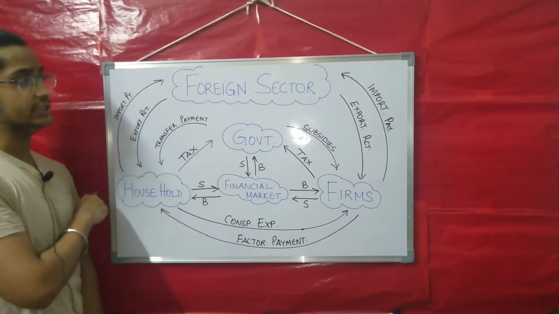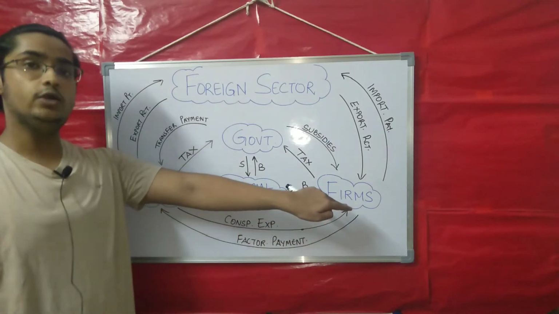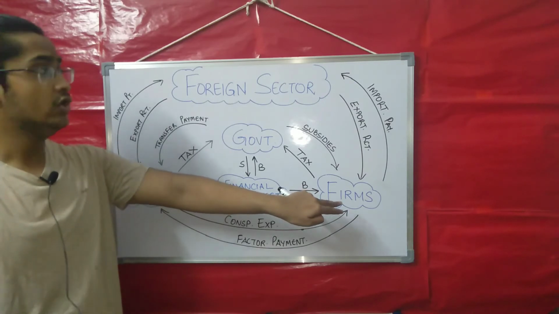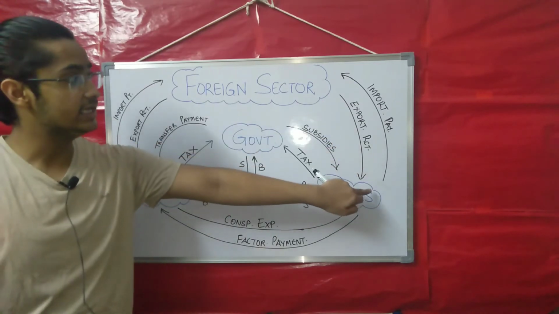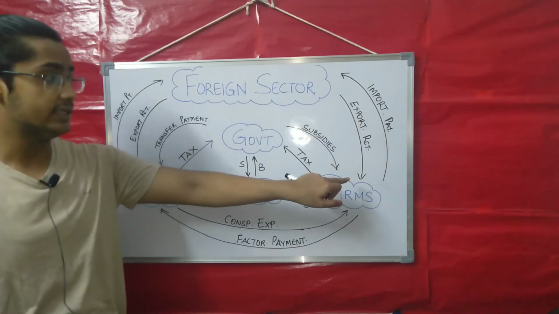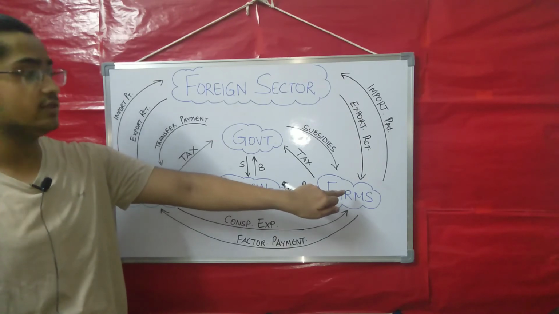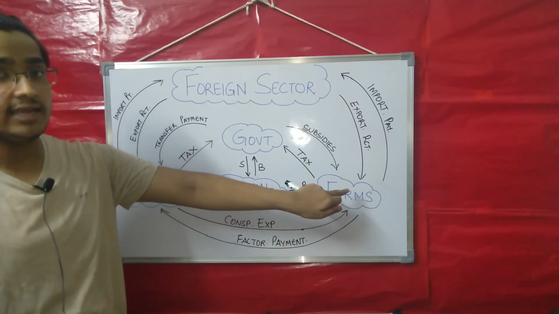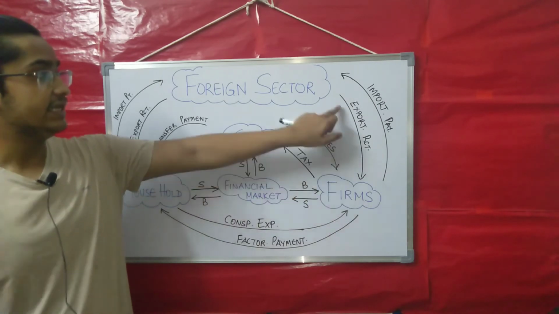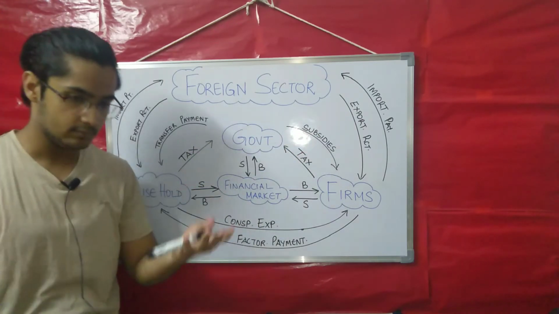This same situation happens with the firms. When firms need to import any type of raw material or any type of goods from the foreign sector, they give import payment, and when the foreign sector wants to take goods or services from the firms, or we can say that when firms export goods, then they get export receipt from the foreign sector.